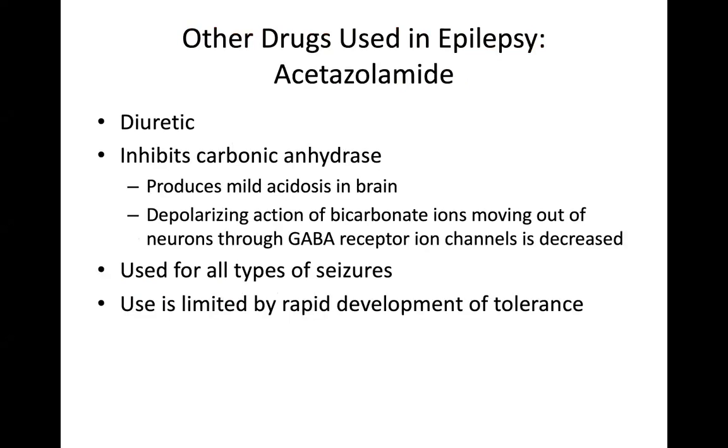A couple of other drugs that have been used, just to mention them: acetazolamide is actually a diuretic. It acts to inhibit carbonic anhydrase. So what it does is it produces a mild acidosis in the brain, and that mild acidosis will suppress the neurons. It also suppresses some of the ion channels, so that's how it works. People develop a tolerance to it pretty quickly, so it's used on a very limited basis.